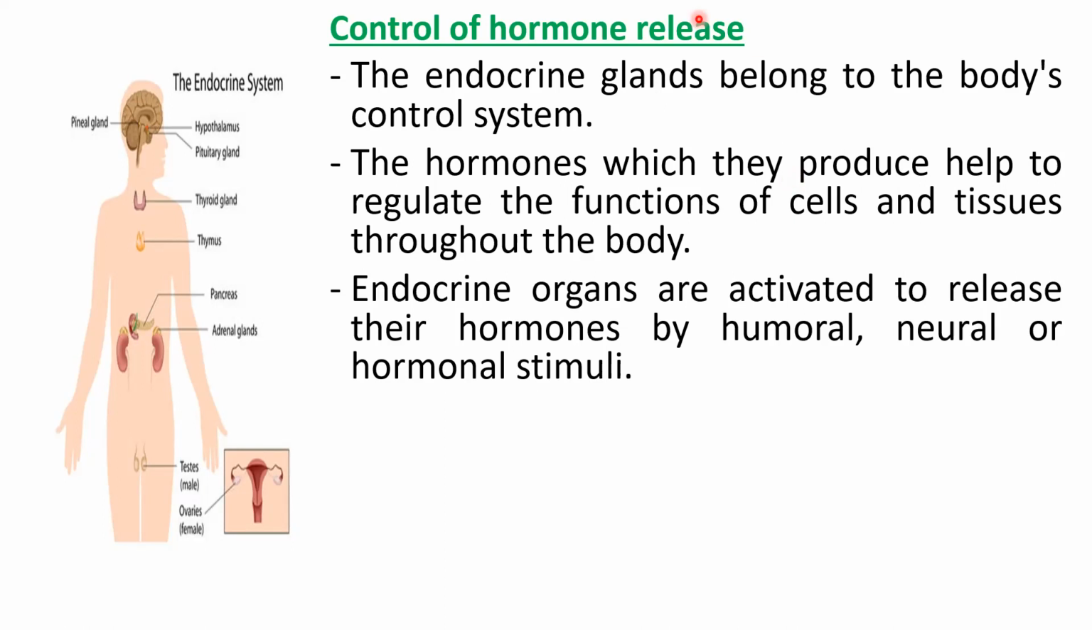So the endocrine organs are activated to release their hormones by humoral, neural, or hormonal stimuli. So whatever the secretion of hormones by the different endocrine glands, it depends on, or is activated through, the humoral, neural, or hormonal stimuli. Whatever the production or secretion of these hormones, it depends on that particular stimulus.